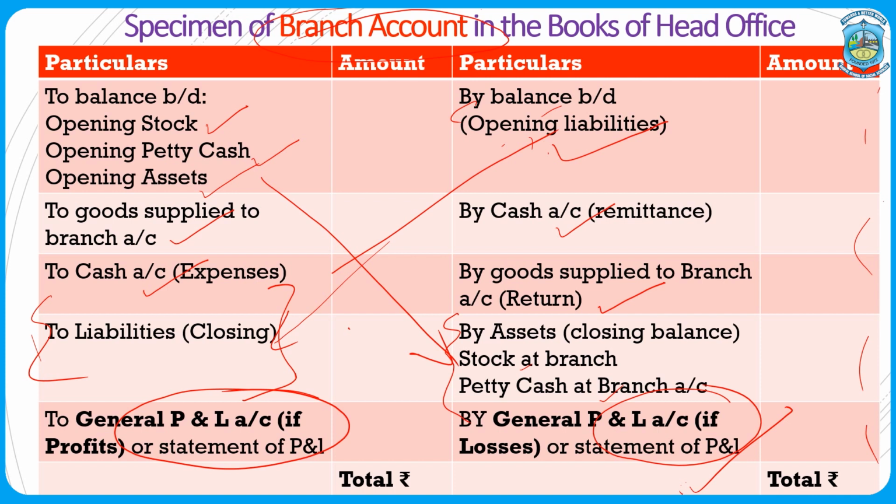So if the balancing figure comes at the debit side, we write to general profit and loss account. This we write in case of profits, and by general profit and loss account in case of losses. So this is the format of the branch account, and we have understood all the journal entries that the head office passes to record the transactions of its branch in its books of accounts as per the debtors method.